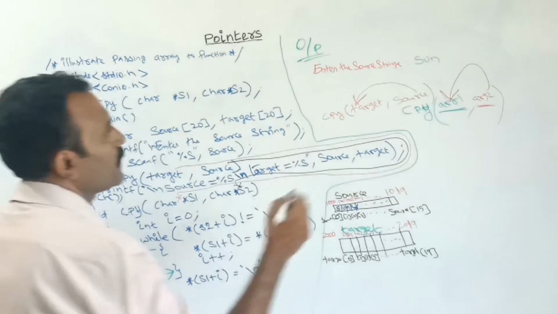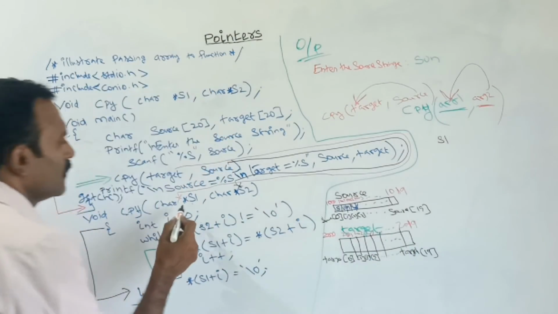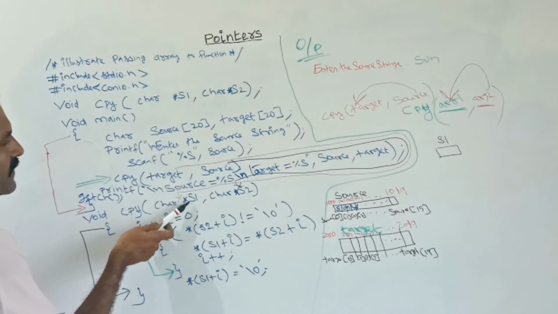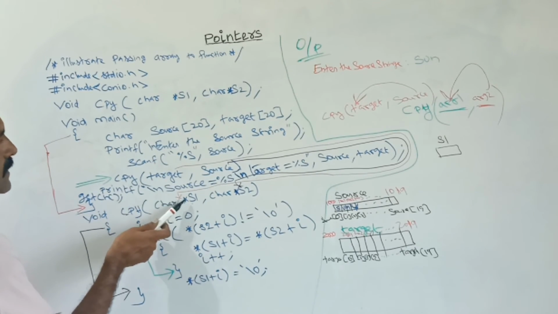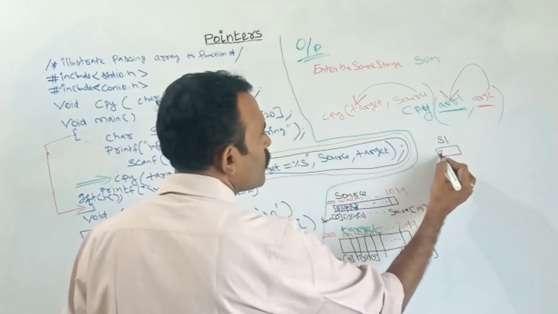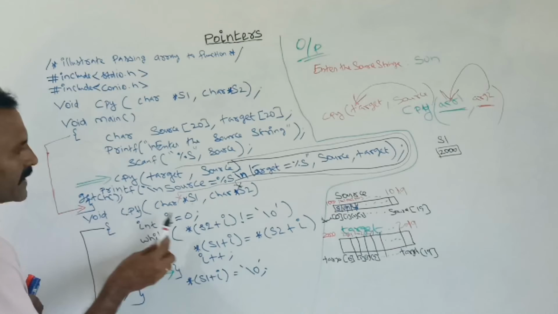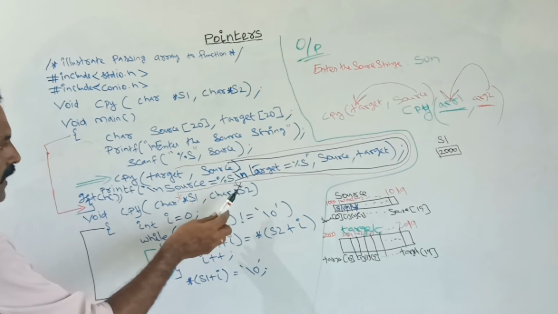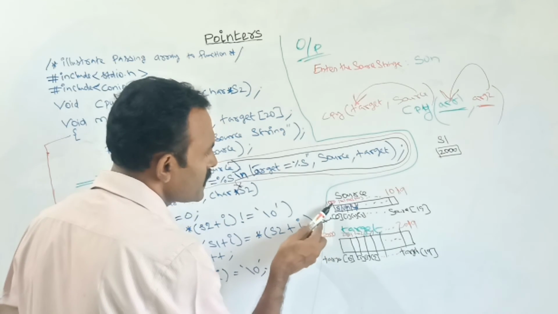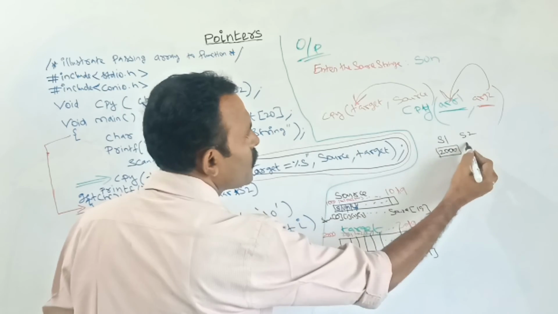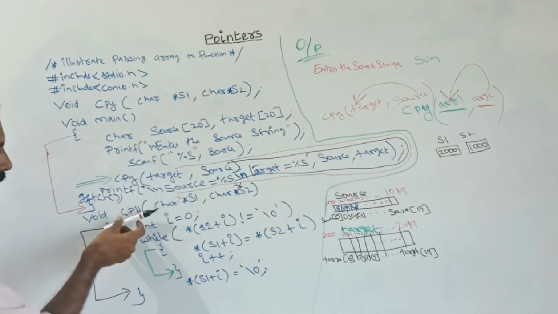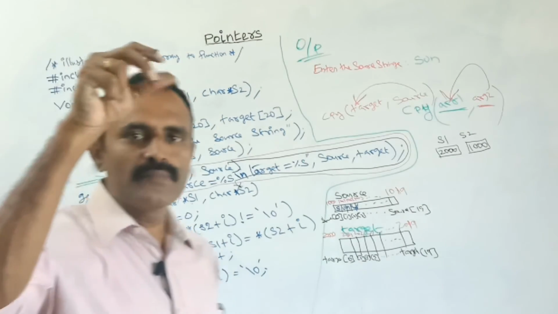So here keep in mind this S1. What is the value of S1? Target starting address, base address. So the base address of this target is 2000. So S1 holds 2000. Next, this S2 holds the source starting address, the source's 0th location, this base address is 1000. So S2 holds the address 1000. Up to this, we had just fetched the two variable addresses.